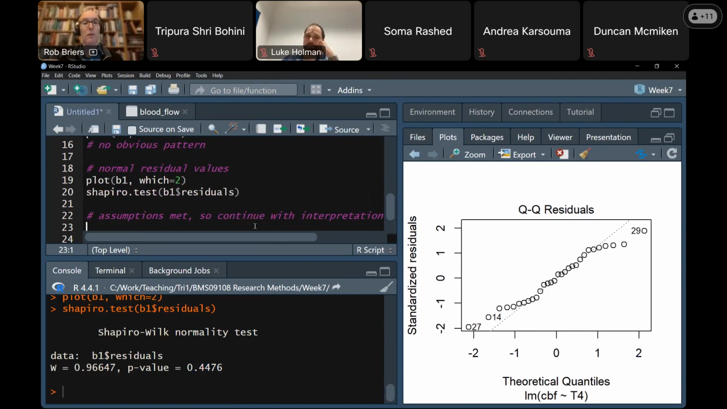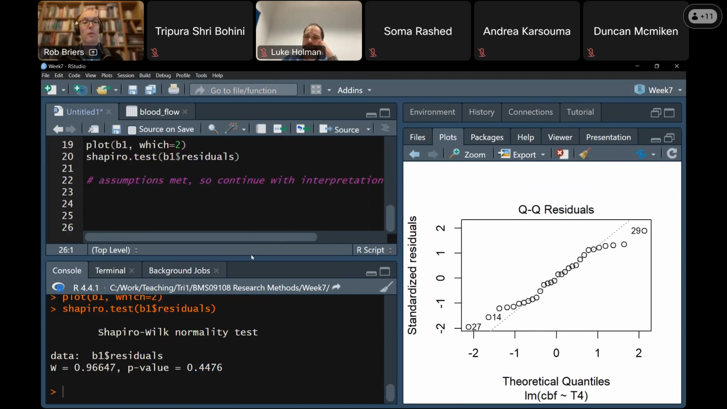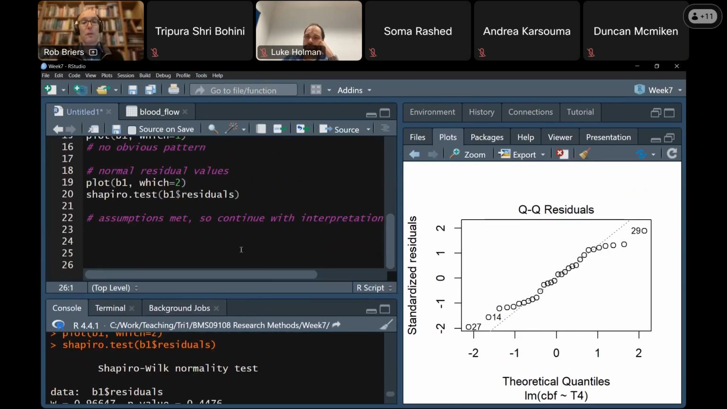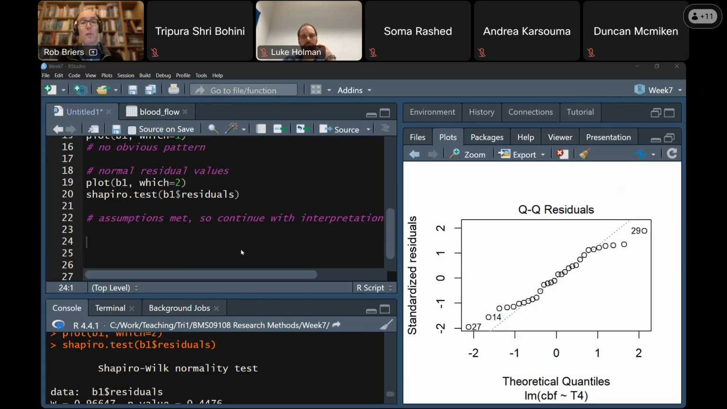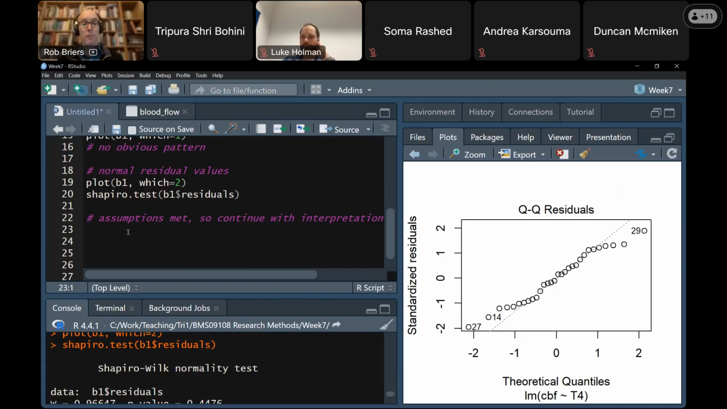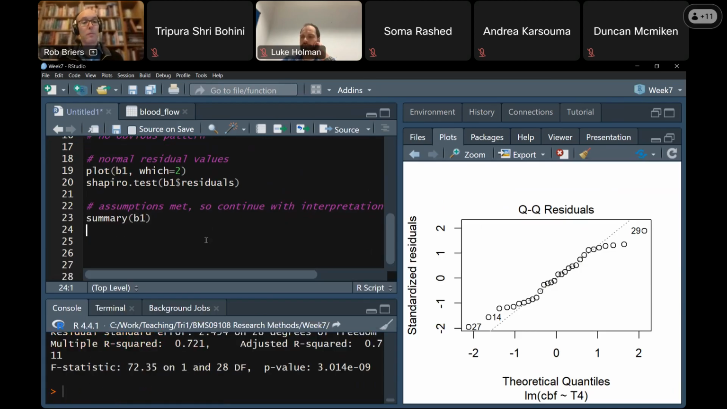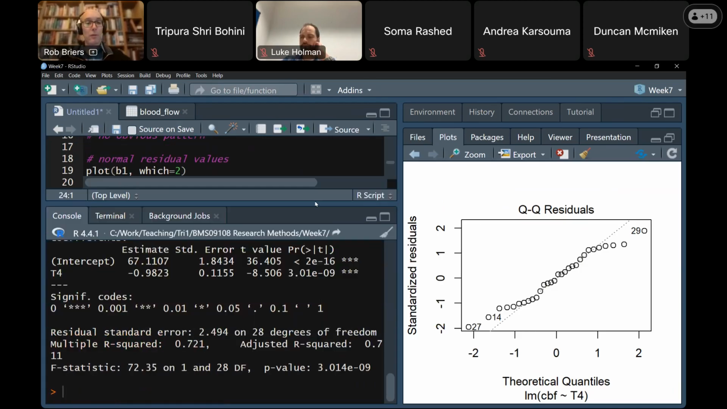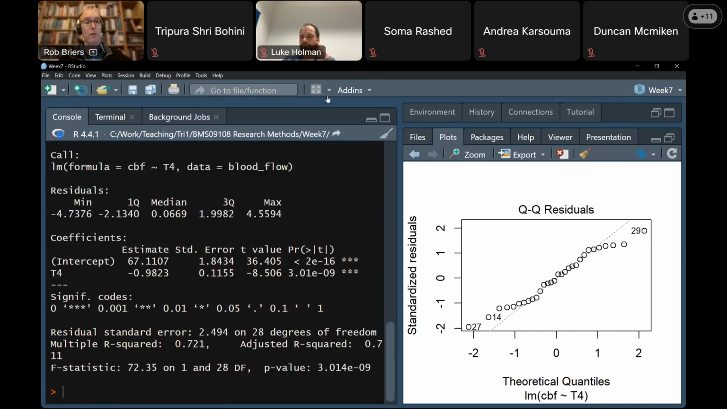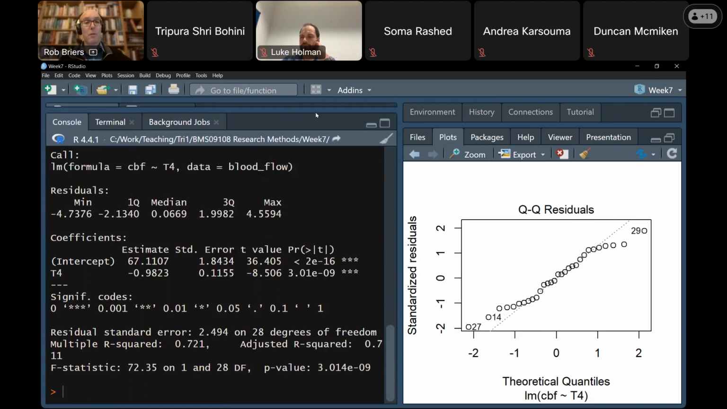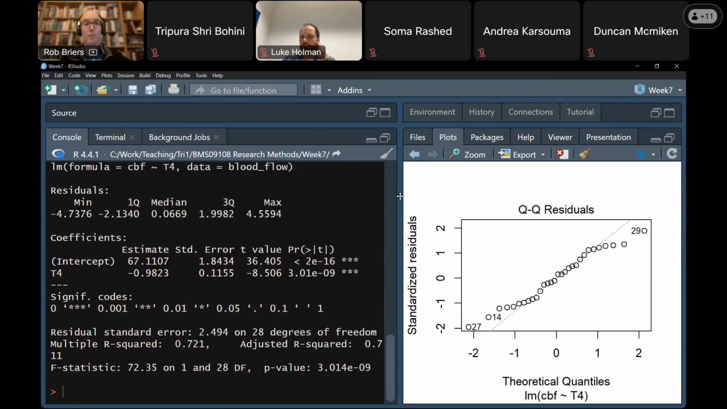So we can actually continue to interpret what this looks like. So slight difference here. Previously we would have done an ANOVA at this point, but for the regression, you use the summary command. So we type summary B1. And that gives us quite a bit of information down here. It's a lot of stuff, and we'll just go through each part of that.